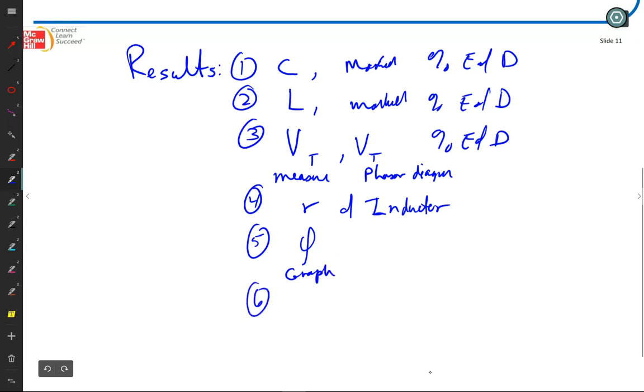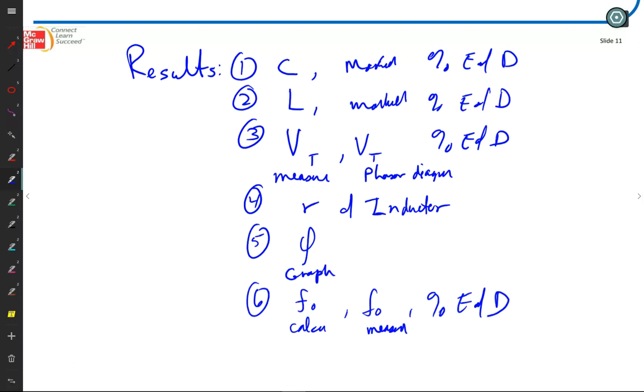And finally, resonant frequency calculated, resonant frequency measured, and the percent error of difference. Those are the things you're going to have in your results. So you need to have those 6 things.